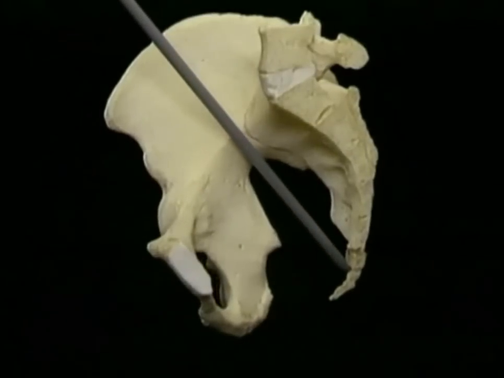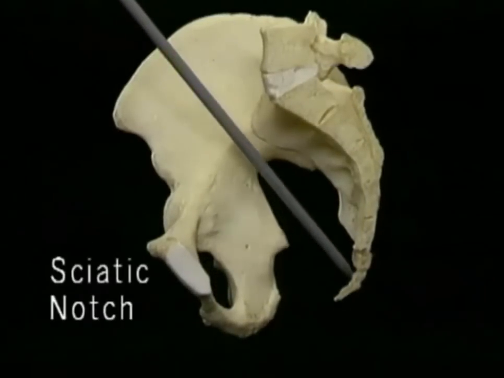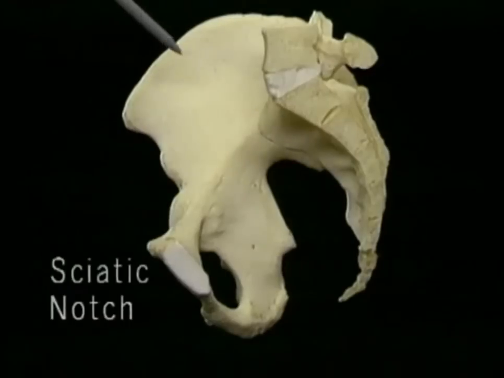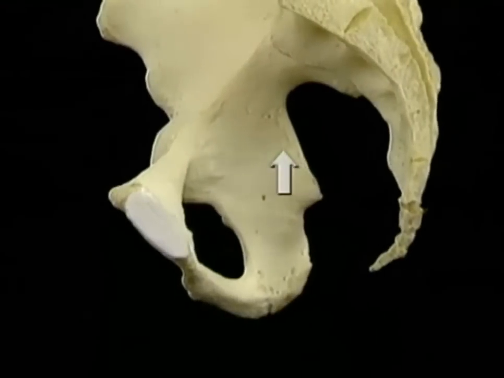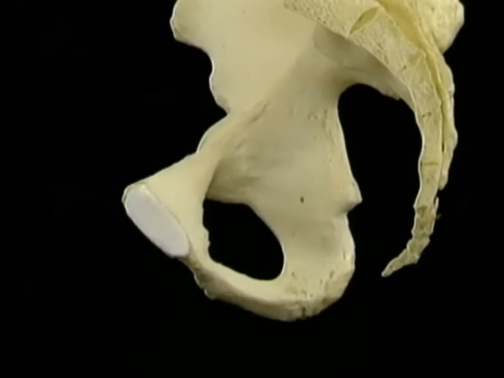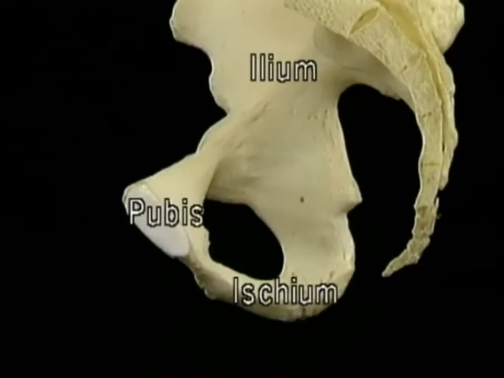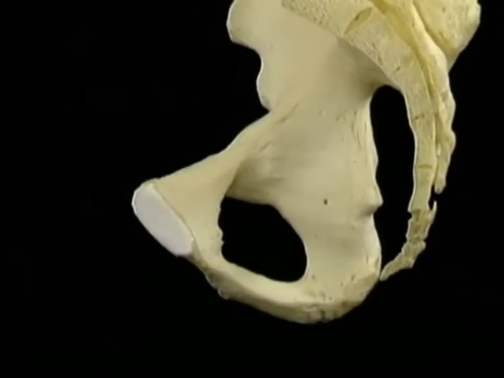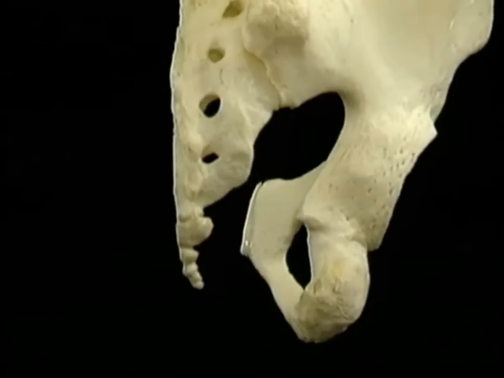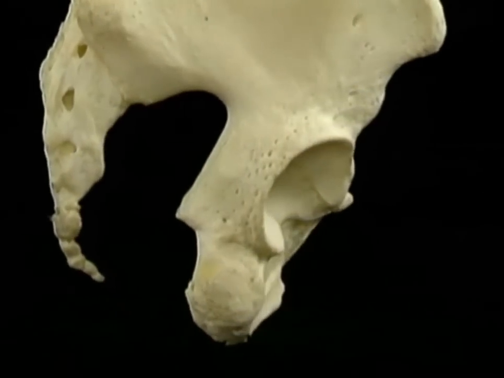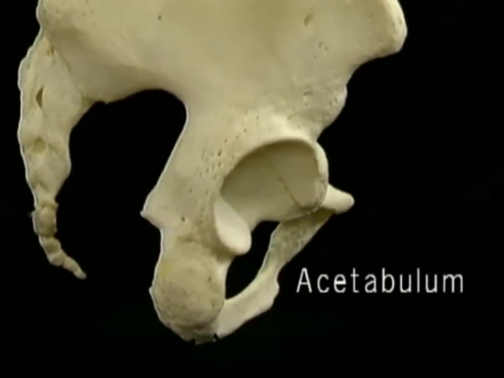This big gap between the sacrum and the hip bone is called the sciatic notch. It's bridged by 2 major ligaments, as we'll see shortly. Now, we'll look at some details of the hip bone. This massively thick part of the hip bone is formed by the fusion of the ilium, the pubis, and the ischium. It's smooth on the inside and on the back. It's deeply indented on the outside by the socket of the hip joint, the acetabulum.